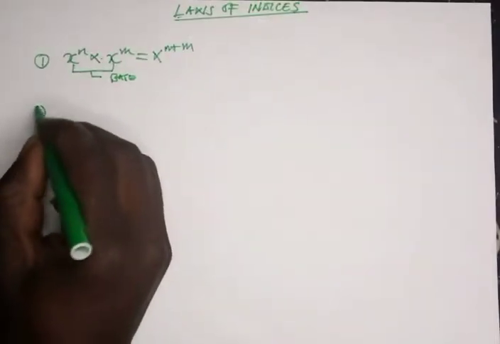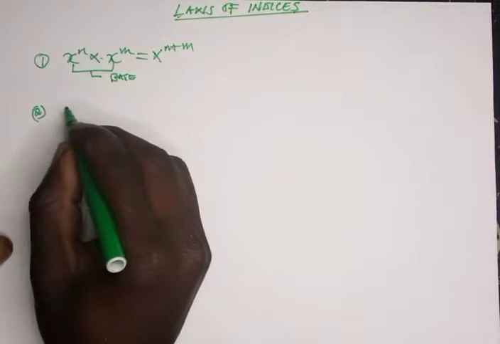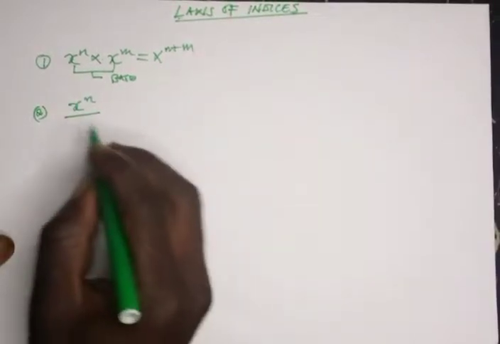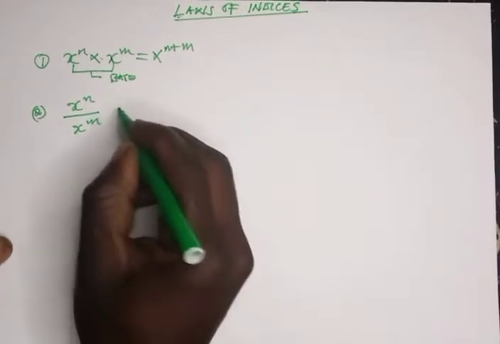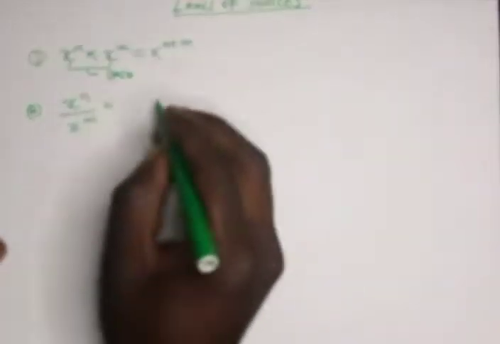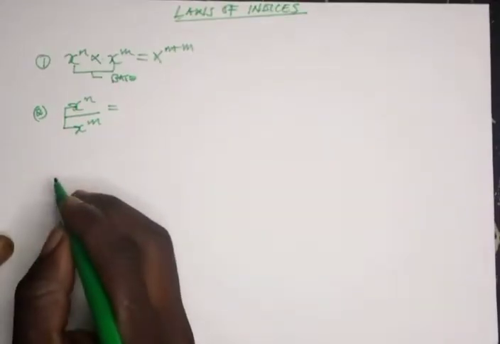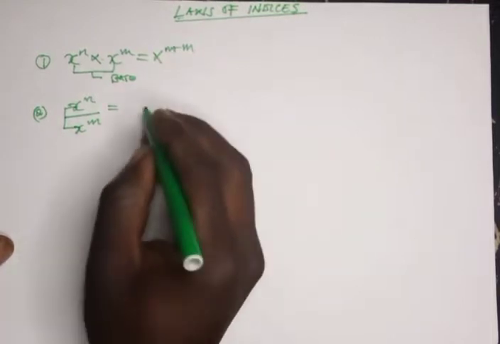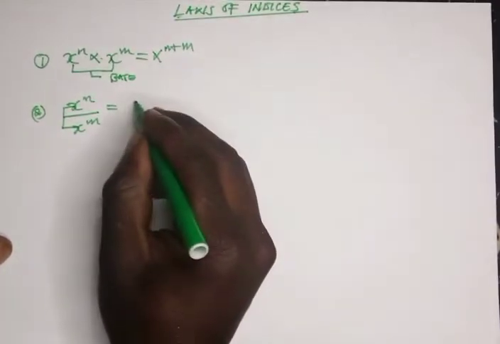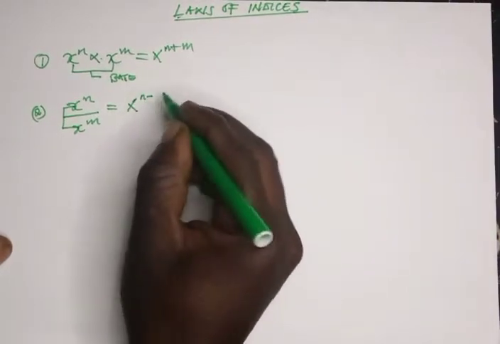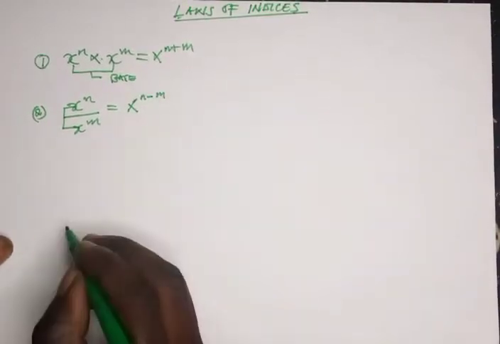Law number 2 is for division. When we have x power n over x power m, when the bases are the same, you just have to subtract the powers. That's the law of division. So it will be x power n minus m.